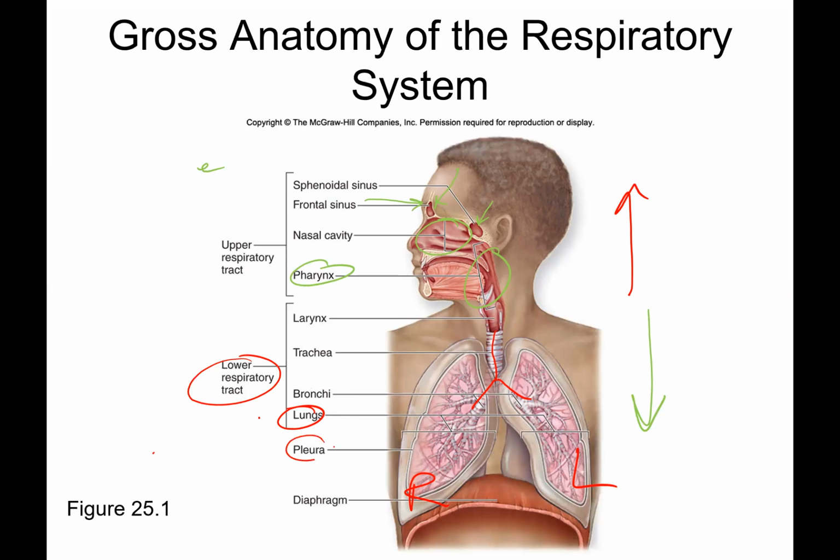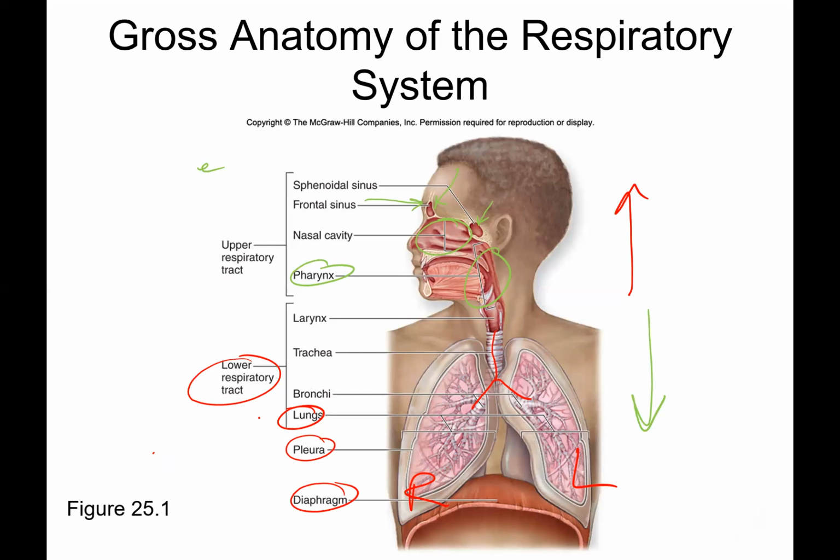You have the pleura and the diaphragm. Okay, so these are some of the major components of the respiratory system. Now we'll look at some more specific components in a little bit.